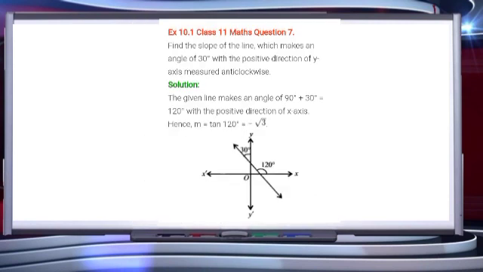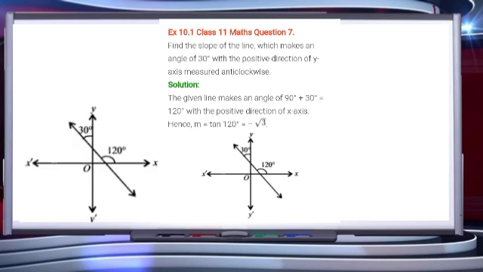Next, question number 7 is: find the slope of the line which makes an angle of 30 degrees with the positive direction of the y-axis measured anti-clockwise. So here it is making an angle of 30 degrees with the y-axis, and we know that for finding the slope the angle is always taken with the positive direction of the x-axis. So that means we have to find this angle with the x-axis.